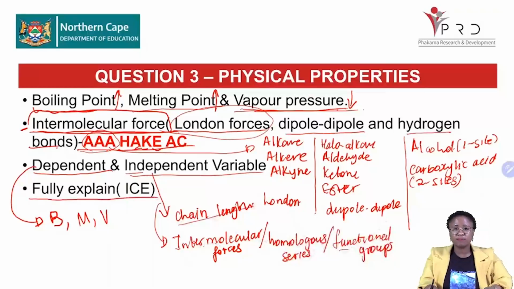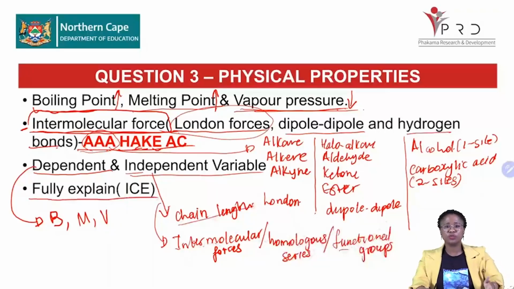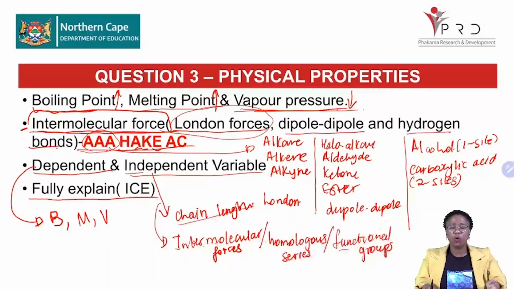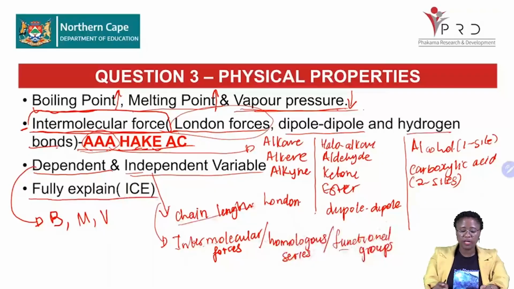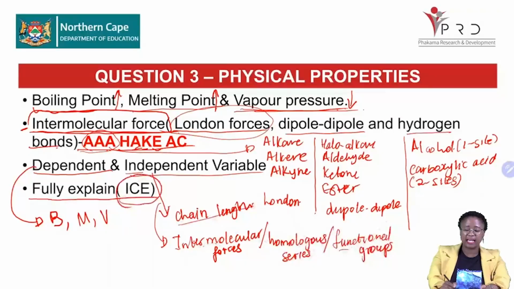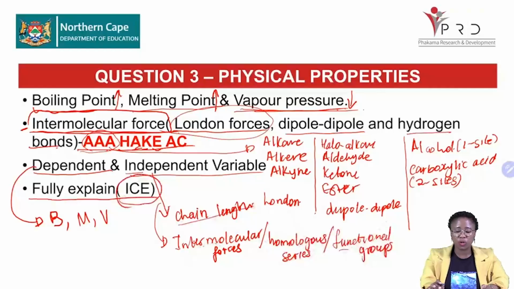Lastly, fully explain. The examiner will always say, fully explain why the boiling point of this particular substance is higher or lower. What is it that you must remember to do? In this case, you must remember ice. Now, how is ice going to assist me? Ice is going to assist me by doing what?